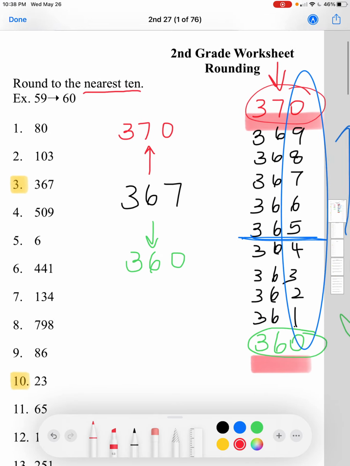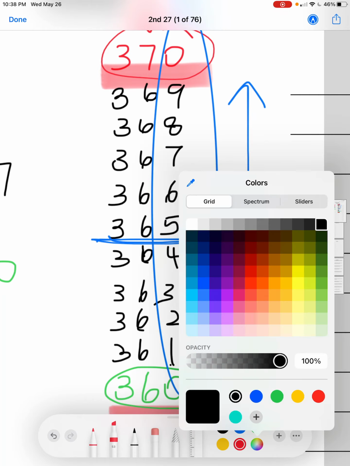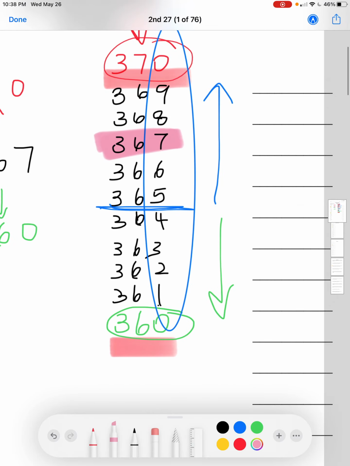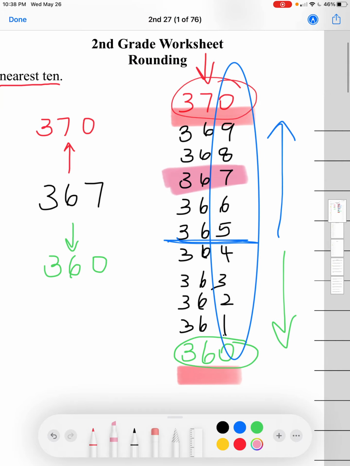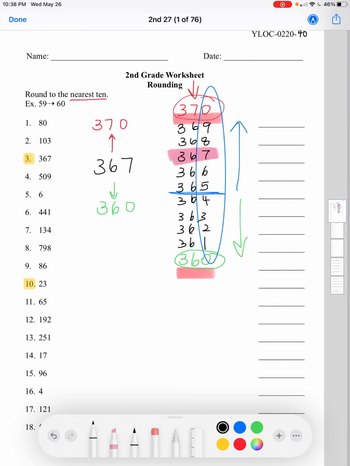So let's look at the number we're given. We're given the number 367, which is right here. Let's use another color. 367 is right here, and it is in the above section. It's in the blue. So that means we're going to have to bump it up to 370. So the answer to that would be 370.